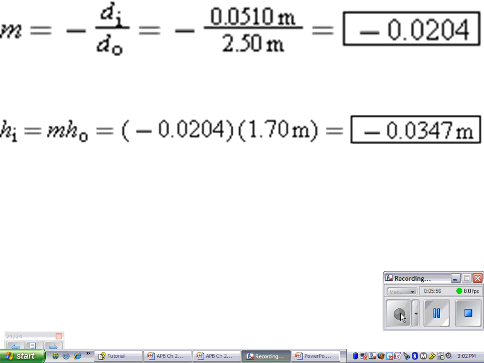Now to find the magnification, we do DI over DO, and that equals 0.0204, which is our magnification. You can also do DI/DO = HI/HO, or just use the magnification equation. The height of your image with this magnification should be 0.0347 meters. I'm not too worried about the negative signs for this part of the problem.